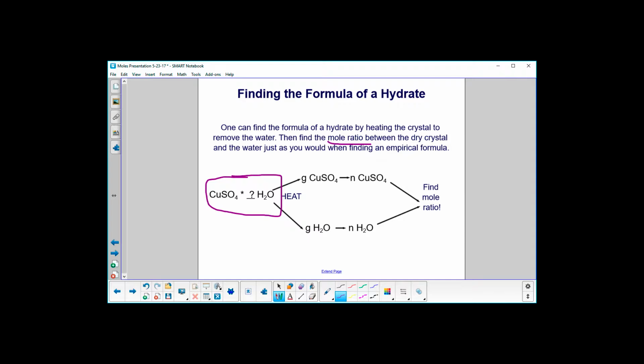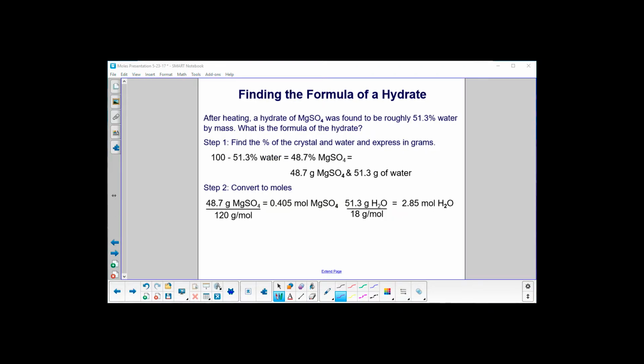So it heats up. We get a certain amount of grams of copper sulfate, which we're going to turn into a molar number. And we'll do the same thing with the water. So we need some very precise measuring here. And then we find the mole ratio, just like we did for the empirical formulas. So we're using the empirical formula process again, and we're going to do it another way, a little more shorthand.